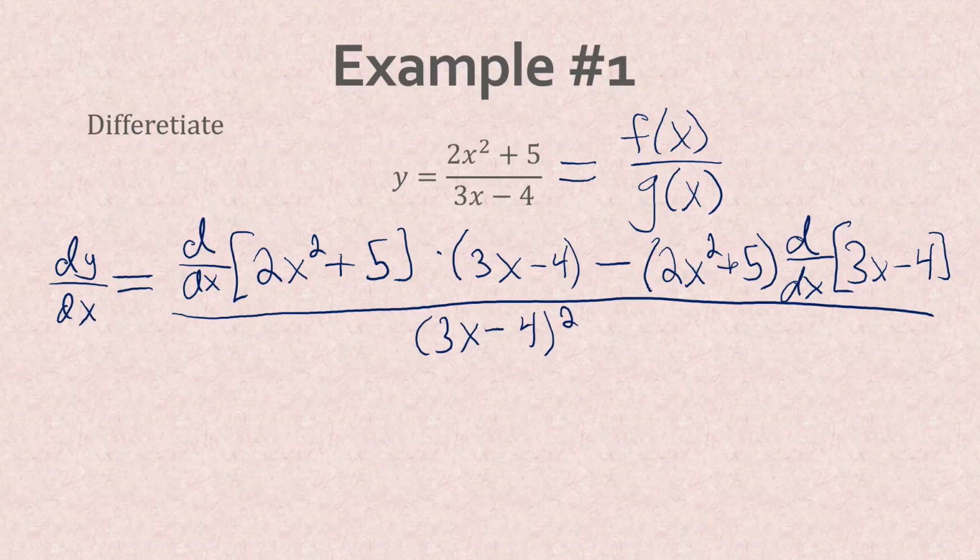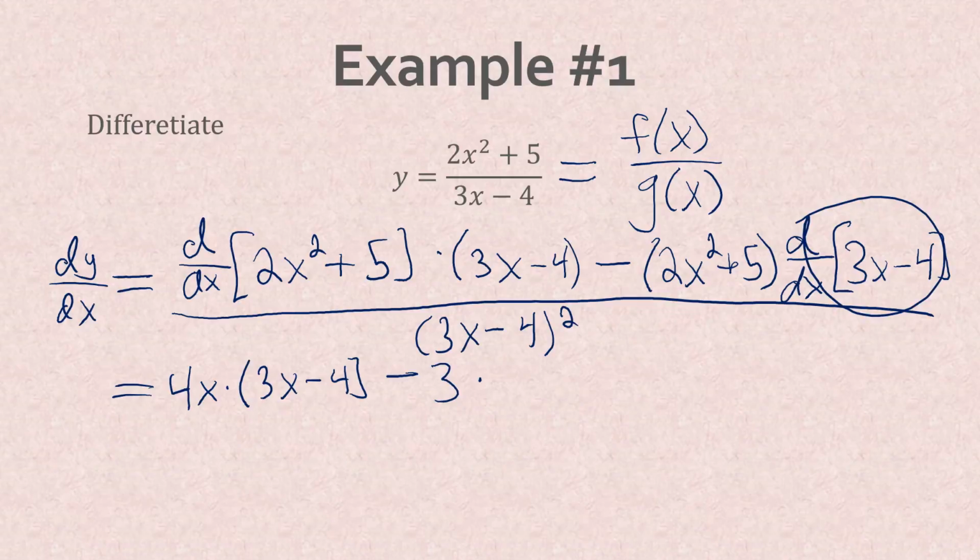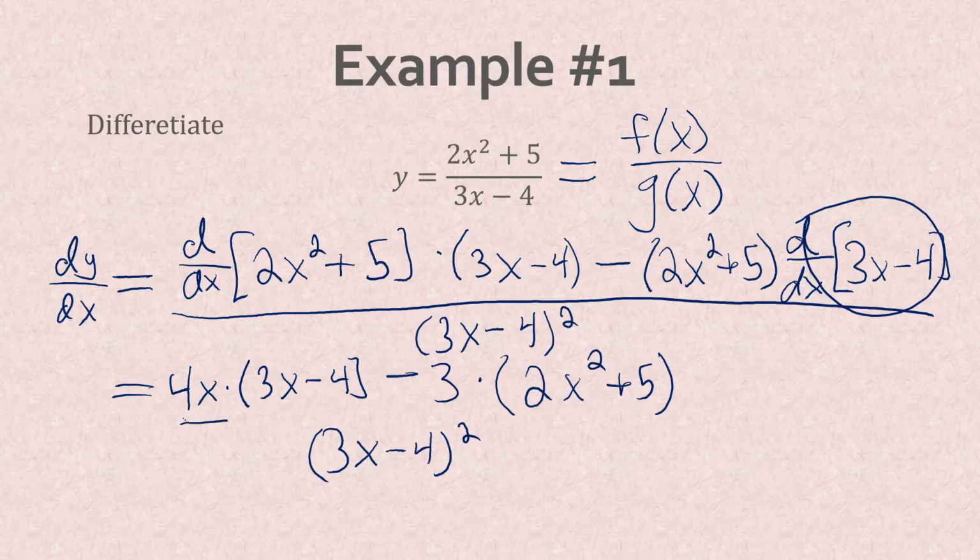So let's compute the appropriate derivatives. The derivative of 2x squared plus 5 is just 4x. That's times the 3x minus 4, minus the derivative of 3x minus 4, which is just 3. I'll do that first. And then that's times the first, the 2x squared plus 5. And again, that's all over 3x minus 4 squared.